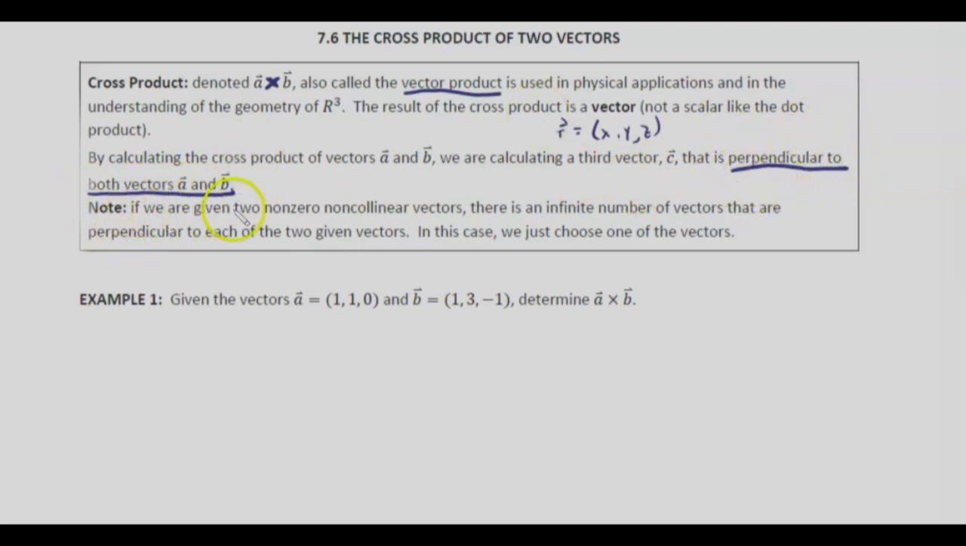Please note, if we are given two non-zero, non-collinear vectors, there is an infinite number of vectors that are perpendicular to each of these two vectors. And in this case, we just choose one of the vectors. So, example 1, given vector A and vector B, we're going to determine the cross product of A and B. So we're going to do this the old school way. We're going to do this one via dot product.